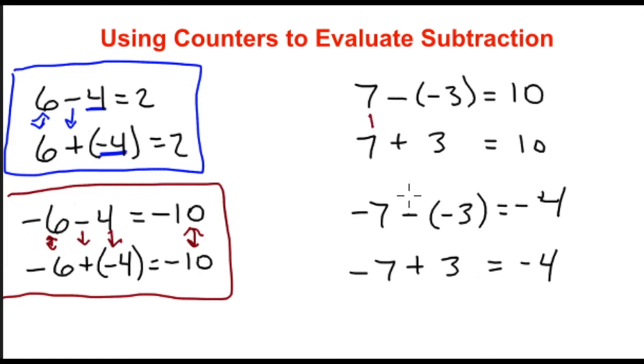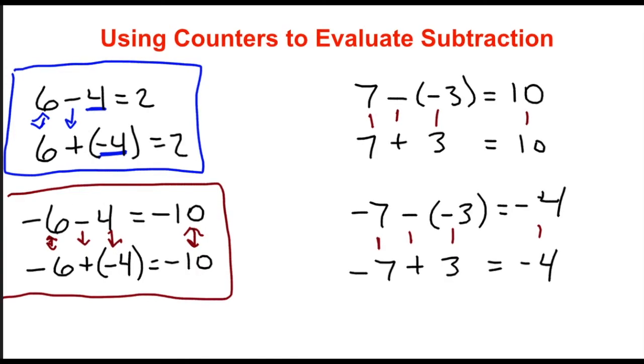7 and 7 were the same. Minus became plus. Opposite of negative 3 is positive 3. 10s are our answer. And then the last set, both are negative 7s. Minus became plus. Negative 3 became a positive 3. And the negative 4s stayed the same.